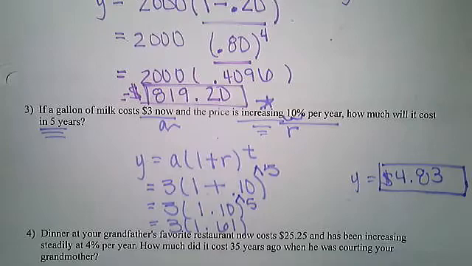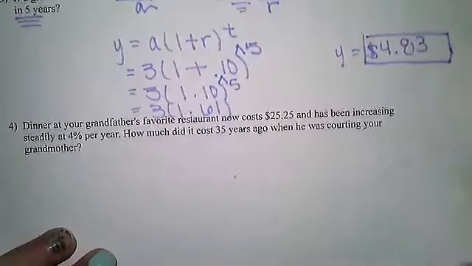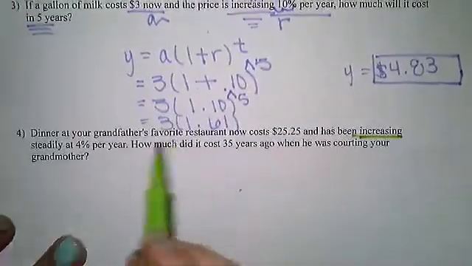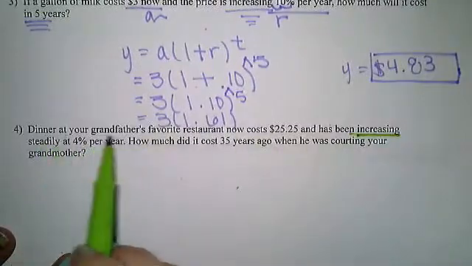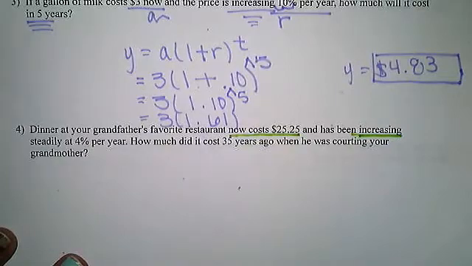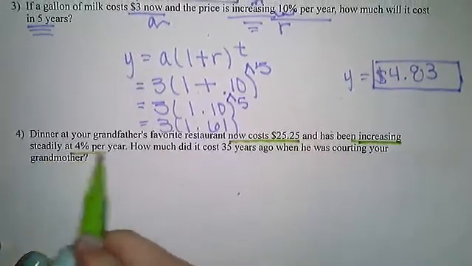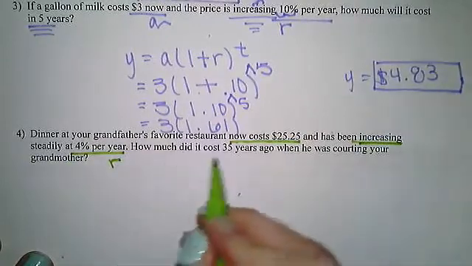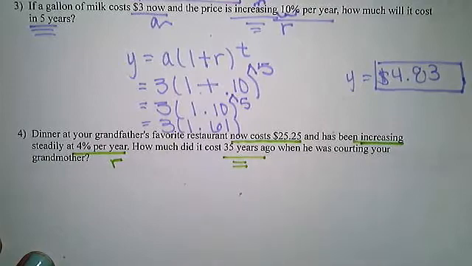Let's look at this last one together. So we've had a couple increasing. This one's also increasing. Just kind of noticing those words first is really good. This one's a little bit different. So dinner at your grandfather's favorite restaurant now costs $25.25, and has been increasing 4% per year. So I know that's the rate. How much did it cost 35 years ago?